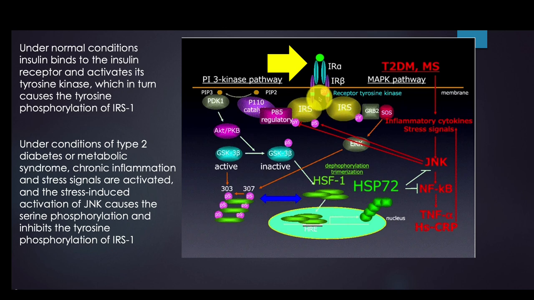IRS1 needs to be phosphorylated. So this phosphate has to be put on to this guy, right? So now we have phosphates, which are helping with signal transduction.